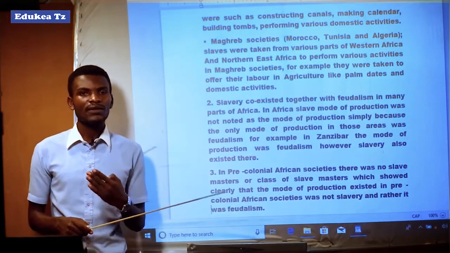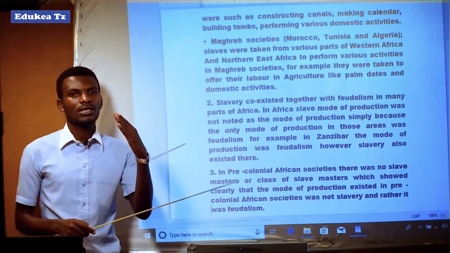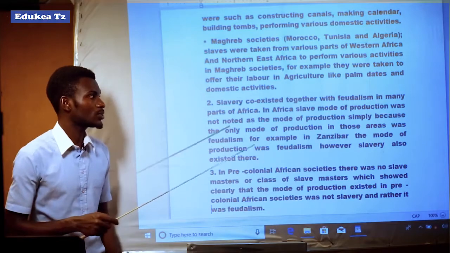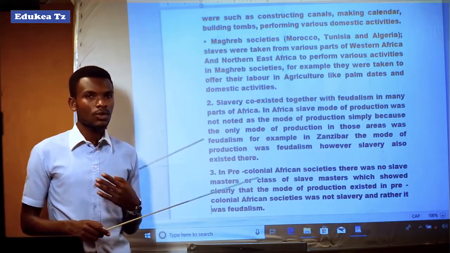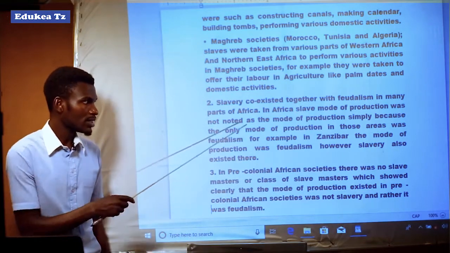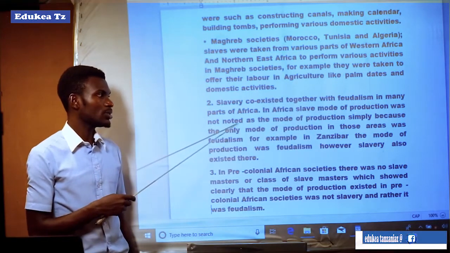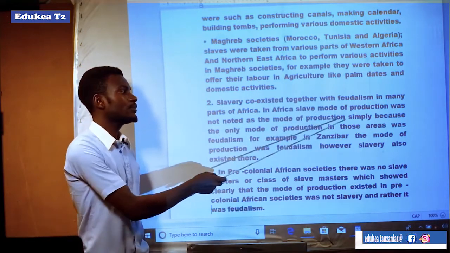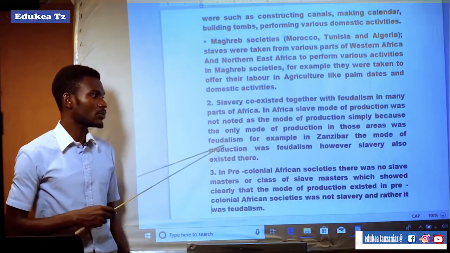So slavery was not considered as a mode of production which lasted for a long time. So that's why historians concluded that slavery was not taken as the mode of production in Africa. In Africa, the slave mode of production was not noted as a mode of production simply because the only mode of production in those areas was feudalism.